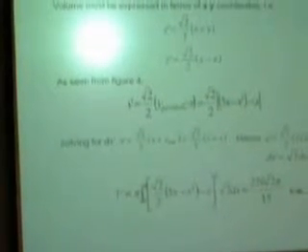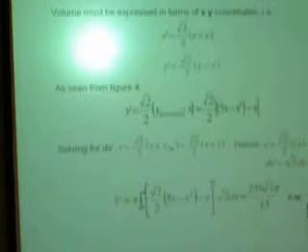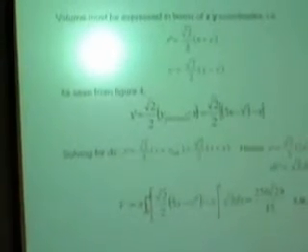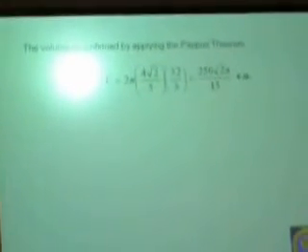So the volume now will be equal to 256 square root of 2 pi all over 15. And this is, I used Pappus's theorem and I got the same result.